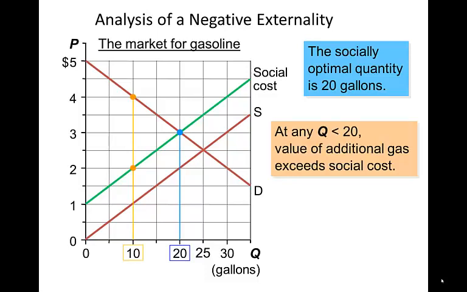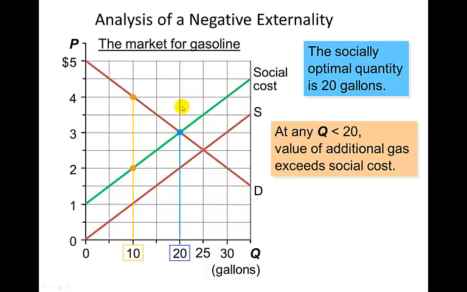So just like before, any quantity that's less than 20 gallons, let's say that there's 10 gallons that are traded in the marketplace, well, we're leaving benefits on the table. So if we traded 10 gallons here, then if we increase the quantity of gasoline we consumed, the benefit to society, which is given by the demand curve, is still greater than the cost to society, which is given by the supply curve. So there are unexploited gains if we only consume 10 gallons of gasoline.